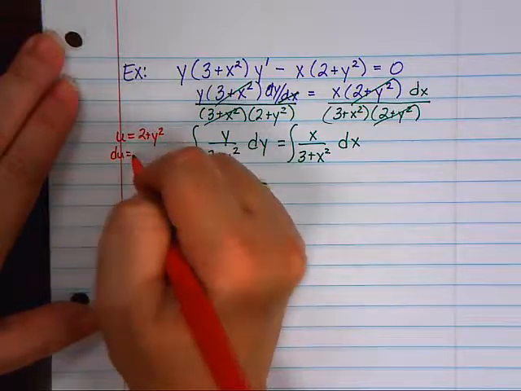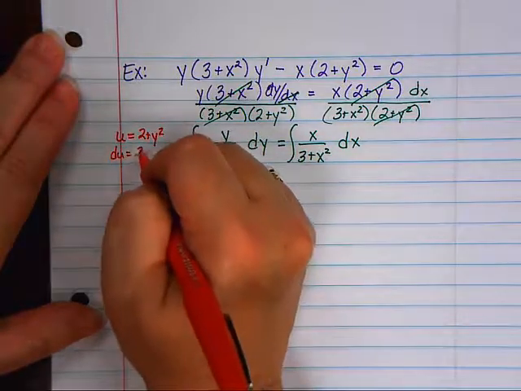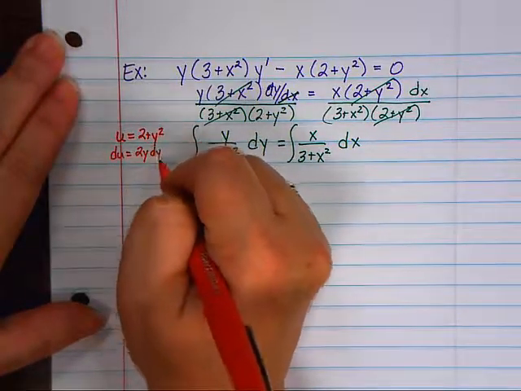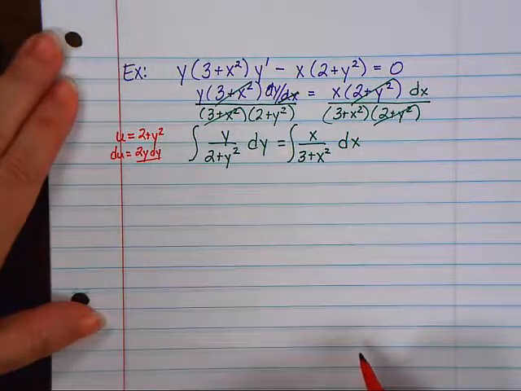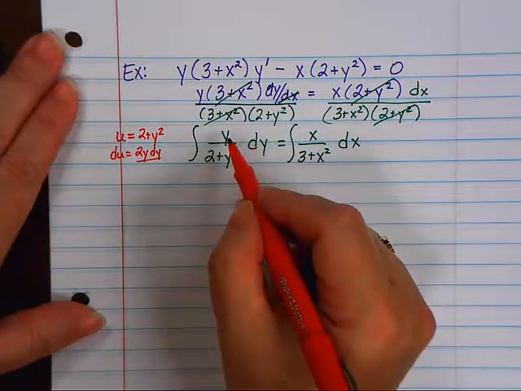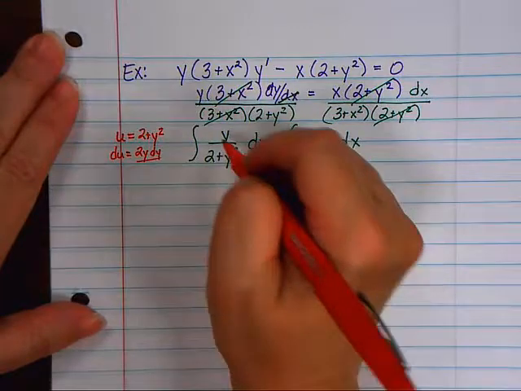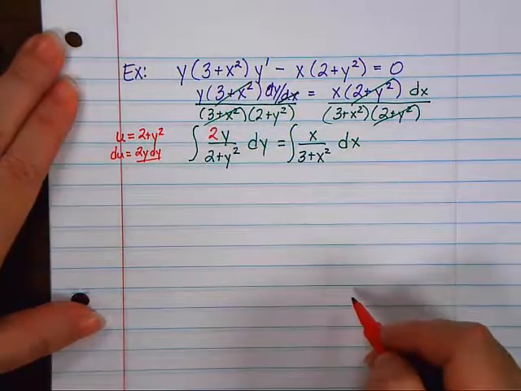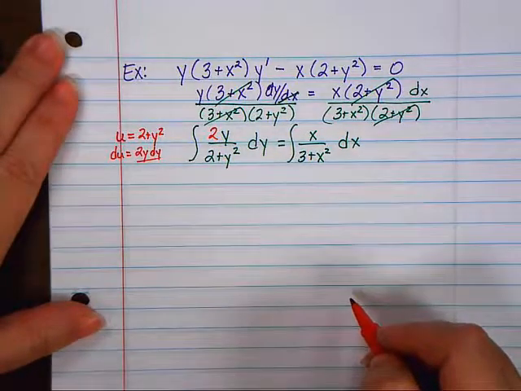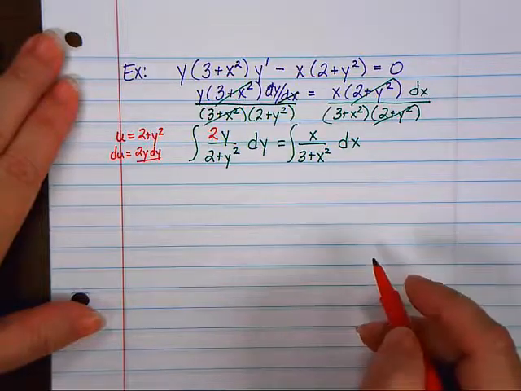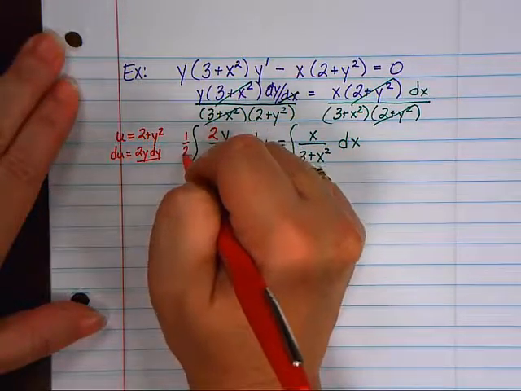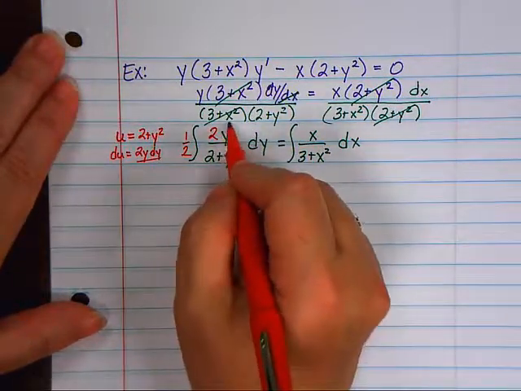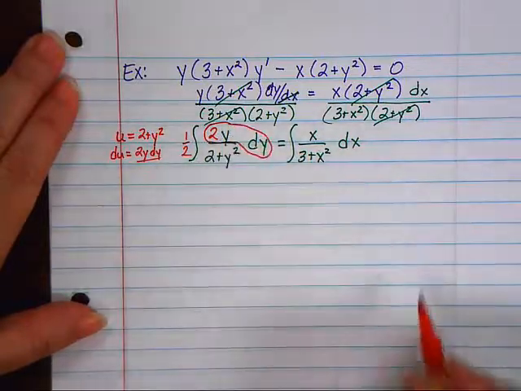What is du? 2y dy. Okay, 2y dy. I have my dy, I have my y, so I need to put a 2 in. And what else do I need to do? 1/2 outside. Very good. 1/2 right there. So all of this is du.